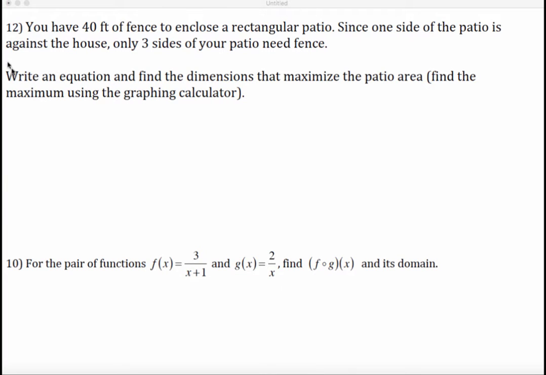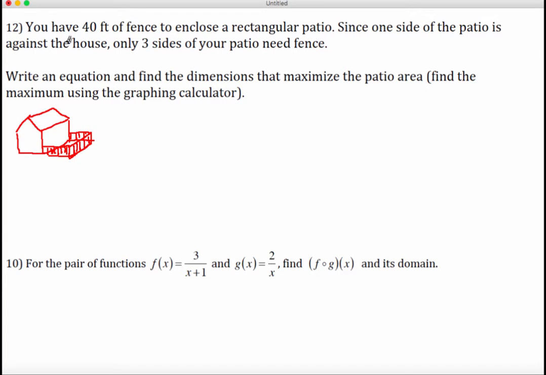For number 12, we have a patio that is against a house and you want to put a fence around it, but because the patio is up against the house, you don't need to have 4 sides of the fence. You only need 3. So this is our patio, and only 3 sides need to be enclosed because the side of the house is acting as one side of the fence.